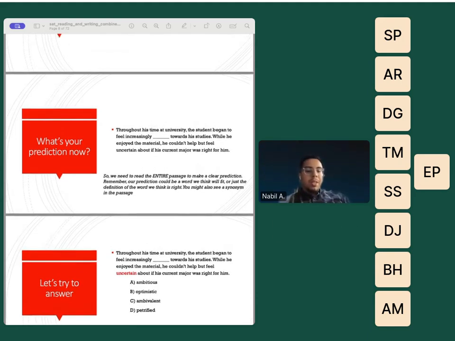Feel free to chime in, speak up or put in the chat. Yes, uncertain. Awesome. So we got uncertain. We even got "while" here. With "while" as our transition word, this is a contrasting transition. And what exactly are we contrasting? Well, we're contrasting the student's feeling of enjoyment with his feeling of uncertainty.